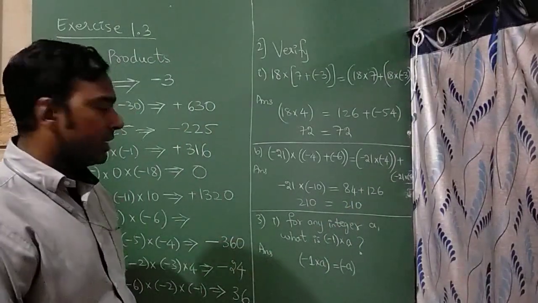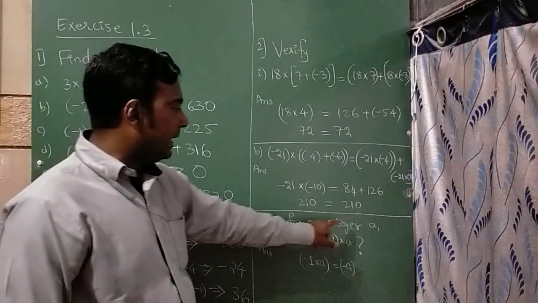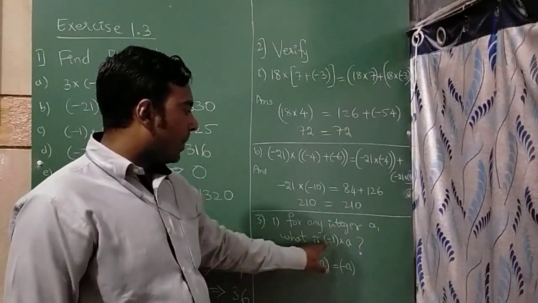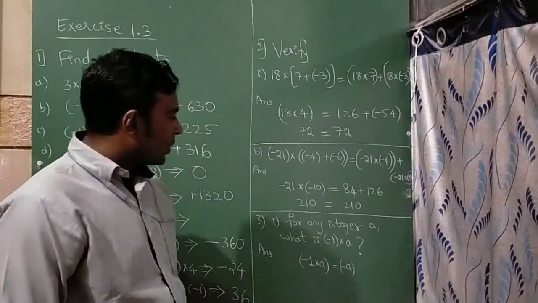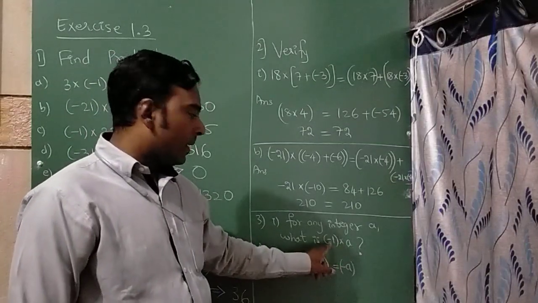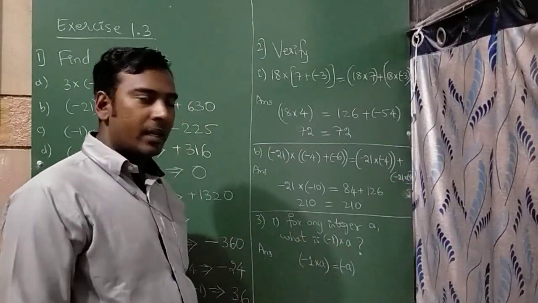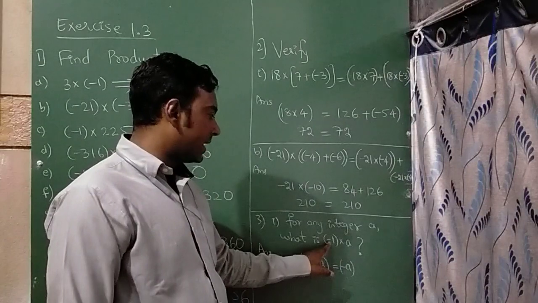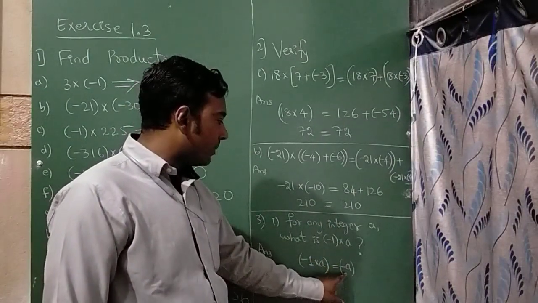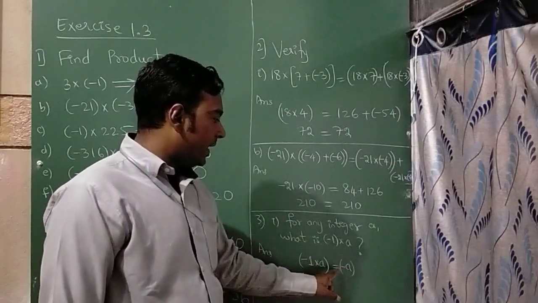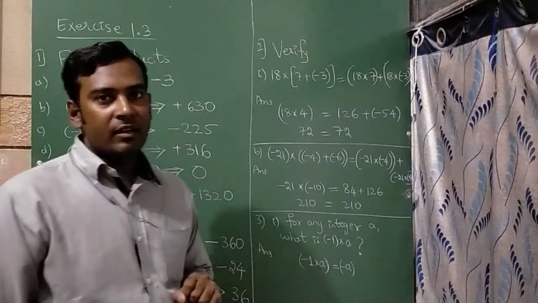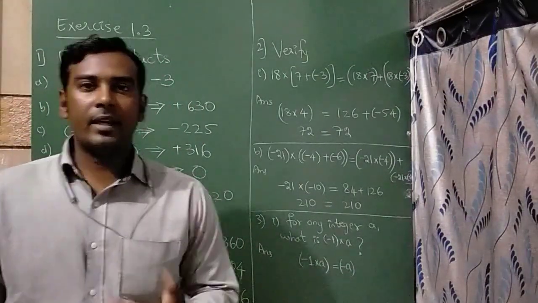So the third question in that first one is, for any integer a, what is minus 1 into a? So whenever you multiply 1 with any number, you get the same number. Since there is a minus here, so you have to write minus. So minus 1 into a is a minus a. Fine. So let's move on to the next question.